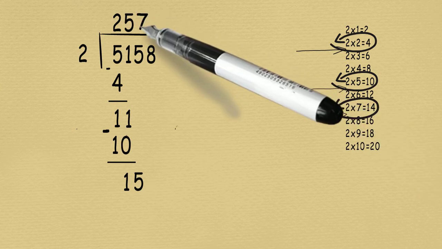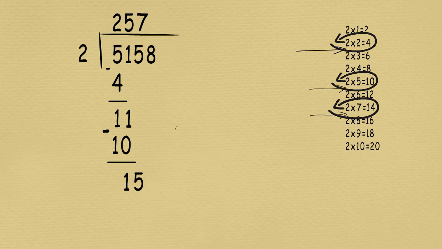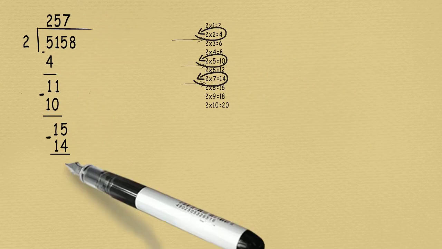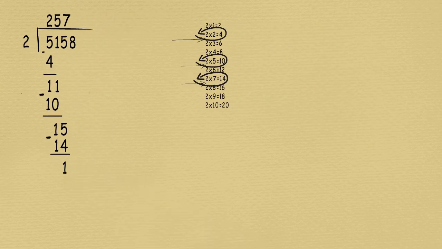So I'm going to write down the 7 on top of the division house and the number 14 right underneath the number 15. And this is the next calculation we're going to do, and it's actually the third calculation: a subtraction. We're going to subtract 14 from 15. So we have 15 minus 14 equals 1. And again, we're going to repeat the same steps again.